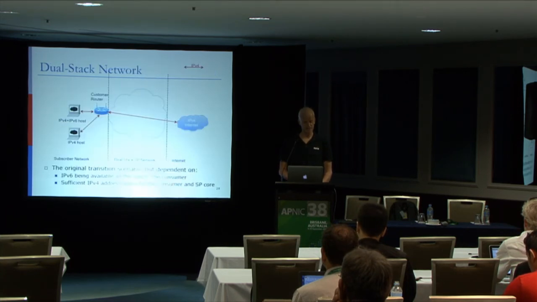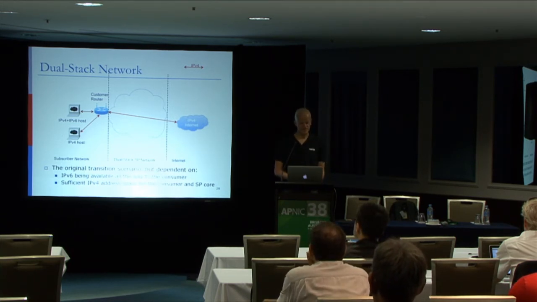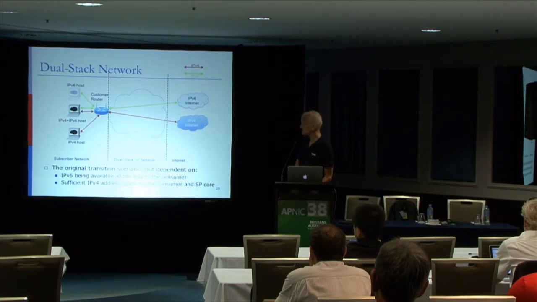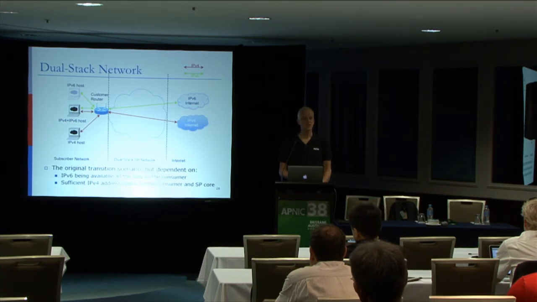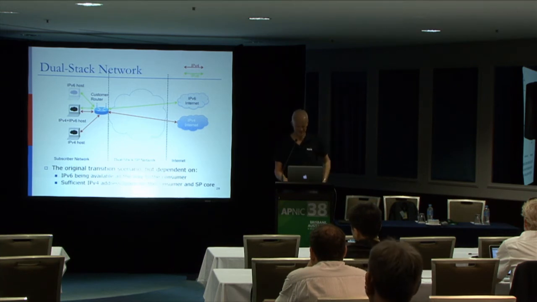So, dual stack network. This is what the v4 piece is like. I've drawn the v4 in red. A v4 host gets the v4 internet. A dual stack host gets the v4 internet. We add v6. A dual stack host can see the v6 internet, as can a v6-only host. So this was the original strategy way back. It depends on enough v4 being available for the consumer and the SP core. This is the ideal goal. The ideal goal is probably long gone, but this was the ideal goal.